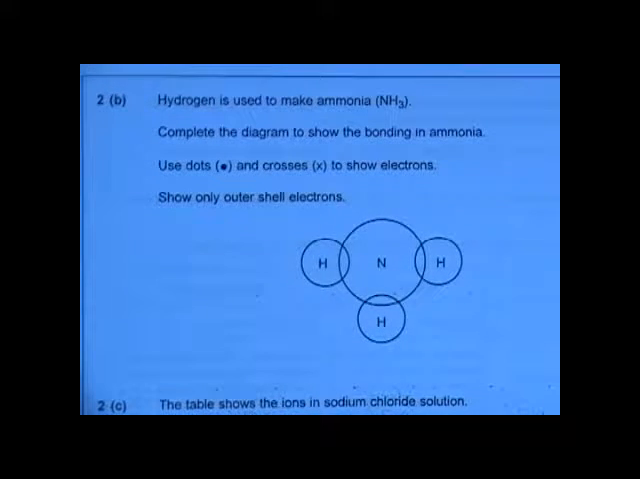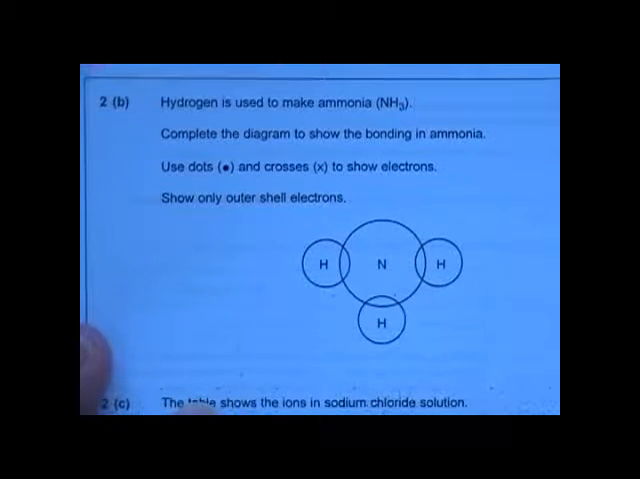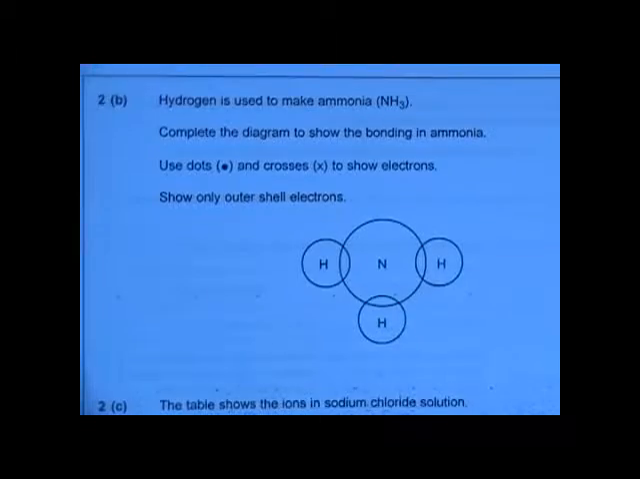Welcome to Revise with Mrs. C. We're looking at completing diagrams for covalent bonding in this video, and all you need to do is find out how many electrons are in the outer shell, and you can do that by looking at your periodic table.